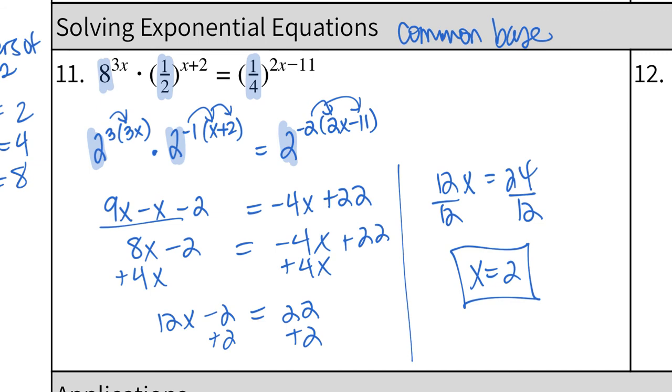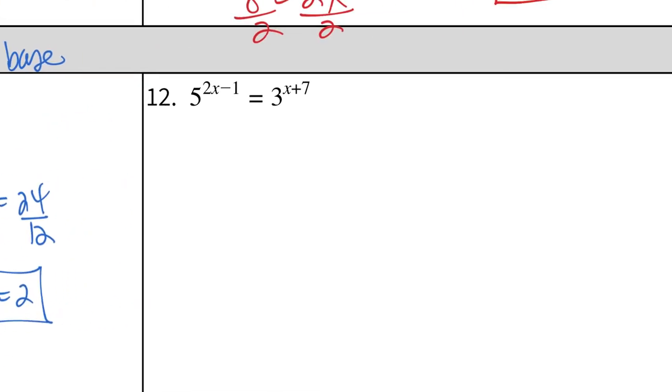The next one, the bases are different, 5 and 3, but this time around there is no way to make them have a common base. They do not have common powers. So when this happens, you start off by taking the log of both sides.